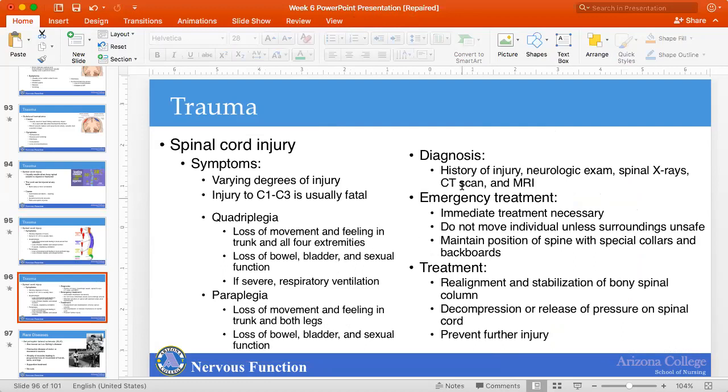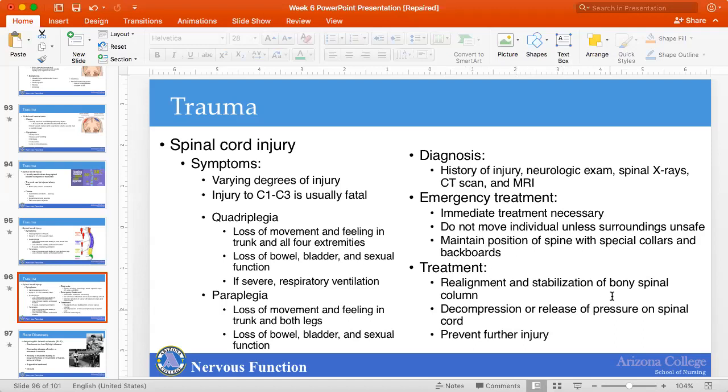Okay, diagnosis would be through neurological exam as well as imaging. Emergency treatment is necessary. If there's a suspected spinal cord injury, obviously do not move the individual unless surroundings are unsafe. Maintain position of the spine with special collars and backboards. You've probably seen it with any kind of neck injury in a sport. They take precautions to not move the spine at all.